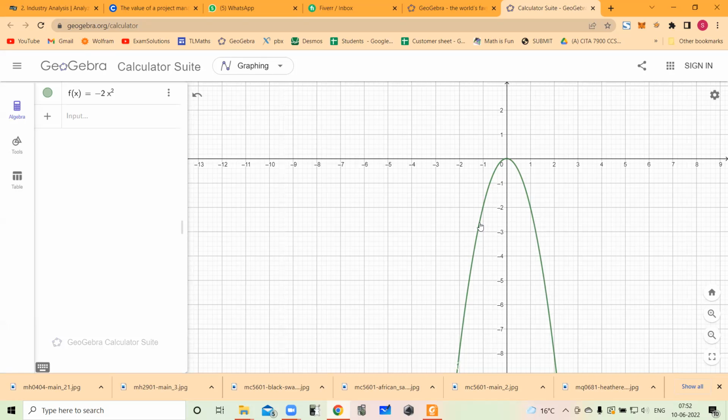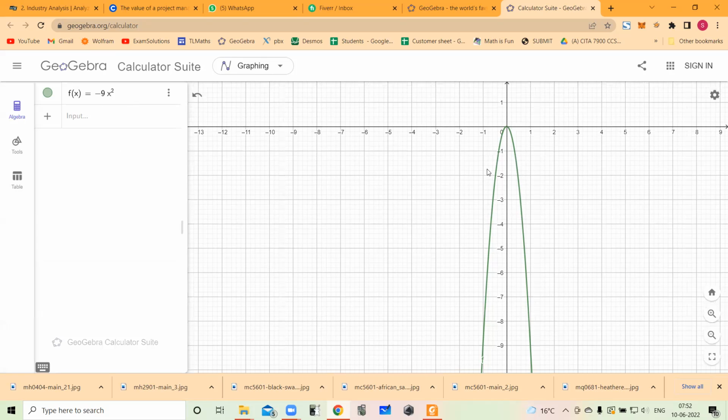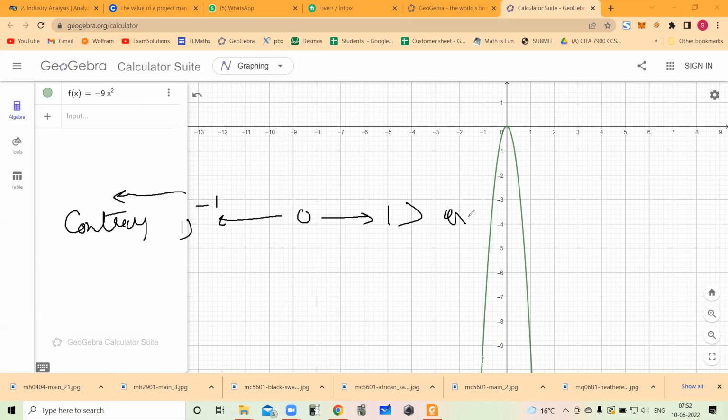Correct. Now, what's happening? See, I'll put negative 9x squared. It's again contracting, right? So expansion occurs only when you're having 0 to 1 or 0 to negative 1. And lesser than negative 1, you'll be again contracting. And greater than 1, you'll be again contracting.